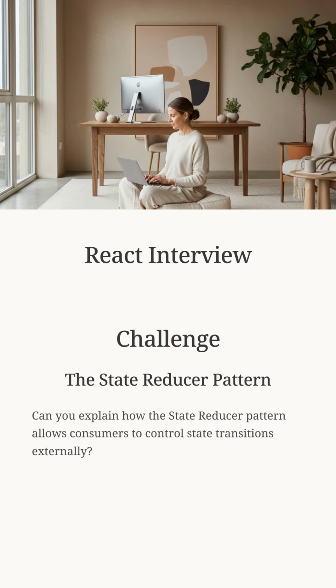Here's a common React interview challenge. The question is about the state reducer pattern. Can you explain how it allows consumers to control state transitions externally? This concept is powerful because it lets developers decide how state should behave without rewriting the core component logic.